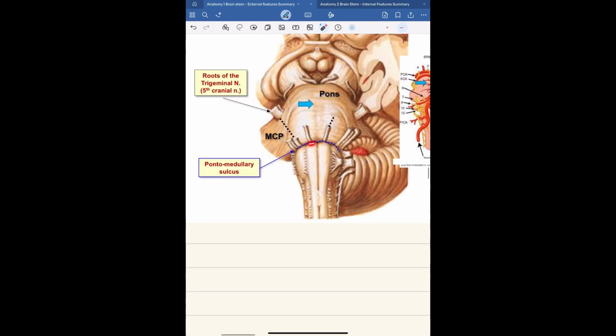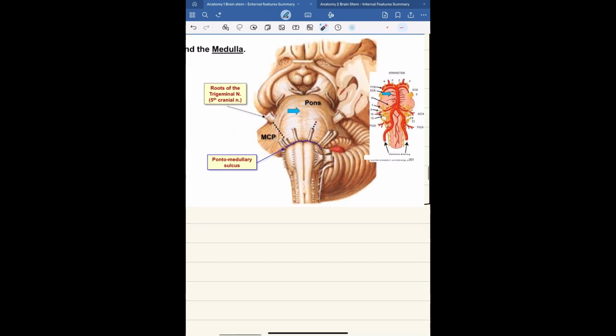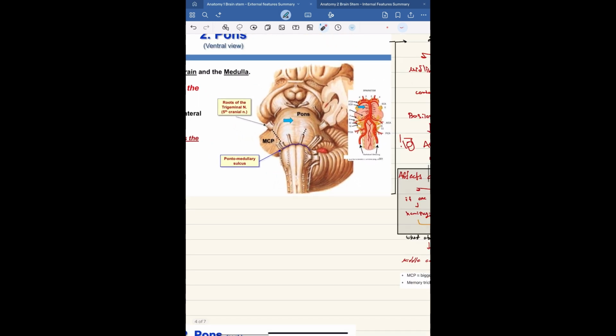Here the most medial, so this is the trigeminal. Here you have cranial nerve number 6, so this is your abducent. Cranial nerve number 7, this is your facial. And then cranial nerve number 8, which is the vestibulocochlear nerve. Okay, that's about it.